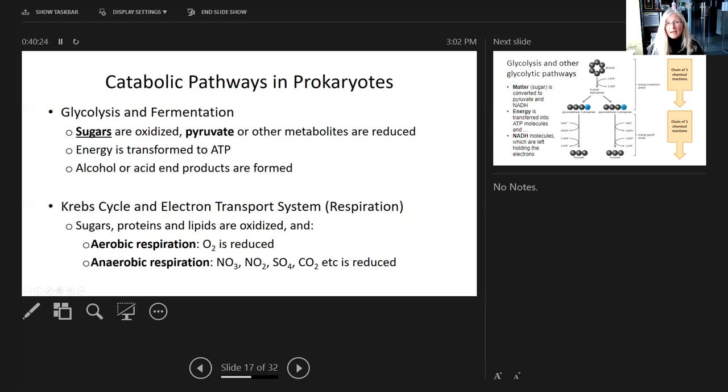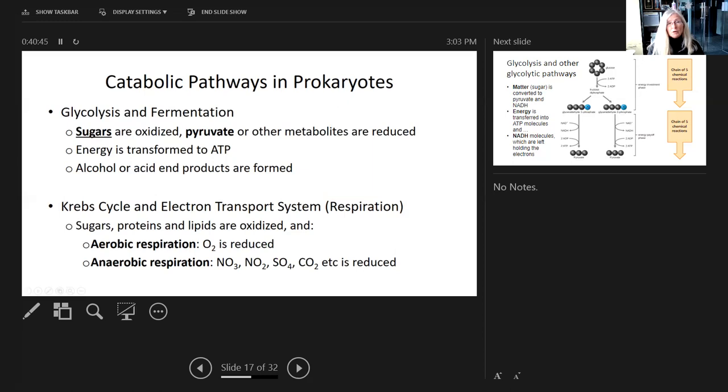And what we end up with chemically are either alcohol or acid end products, which are chemicals that actually we can detect. And us humans have actually done quite a bit with these end products because we figured out early on that there were good things associated with the end products of bacterial fermentation.